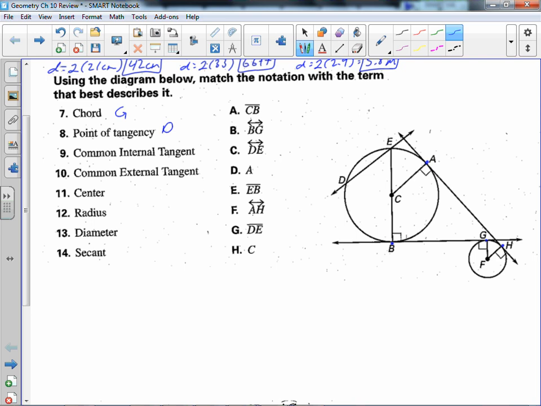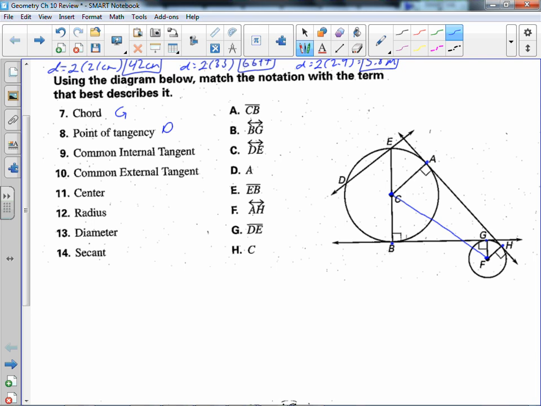9 and 10 are common tangents. 9 is a common internal tangent. 10 is a common external tangent. Remember, the difference is all based on an imaginary line that goes between the 2 centers of the circles. So a line that goes between C and F. If it's a common internal tangent, then it's tangent to 2 circles and crosses that line. If it's a common external tangent, then it is tangent to the 2 circles but does not cross that line.